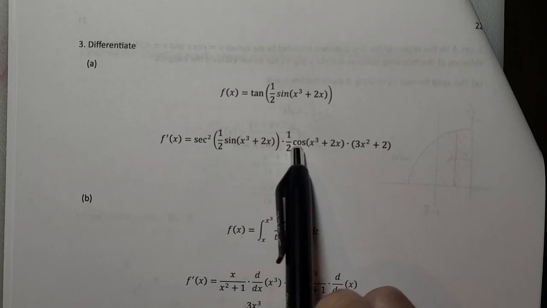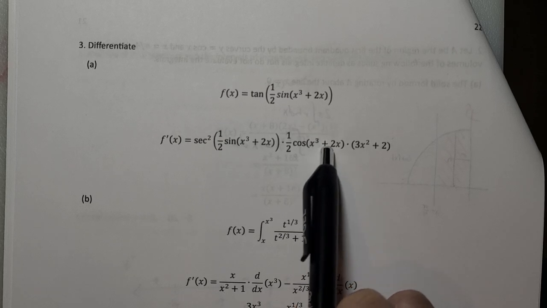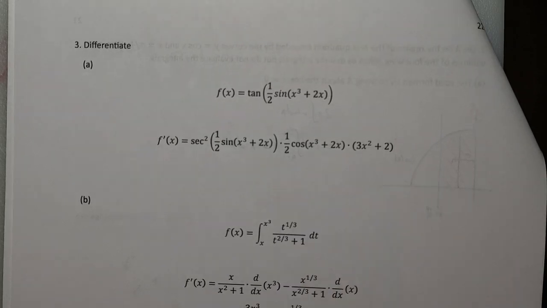Derivative of sine is cosine. Okay, keep the inside the same. Times derivative of the inside. What's the derivative of the inside? That's 3x squared plus 2. Okay, this is a simple chain rule problem.